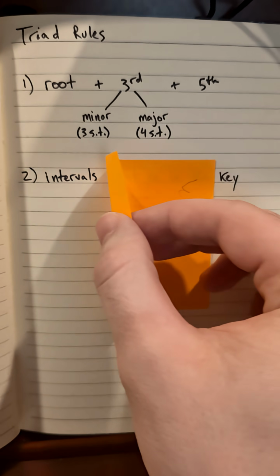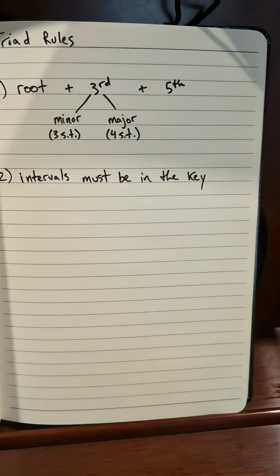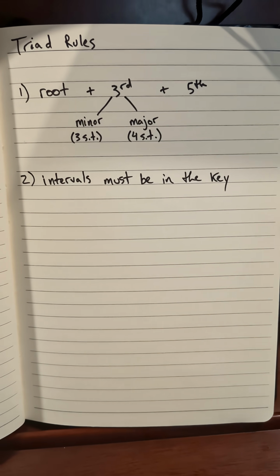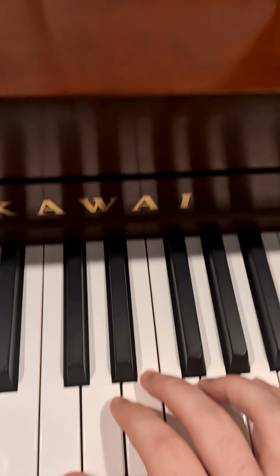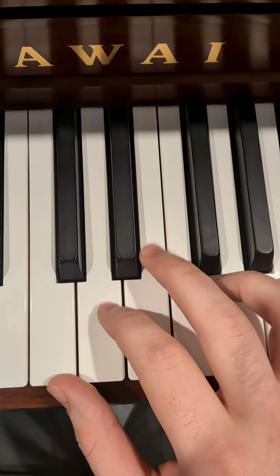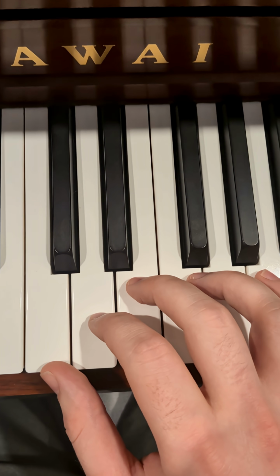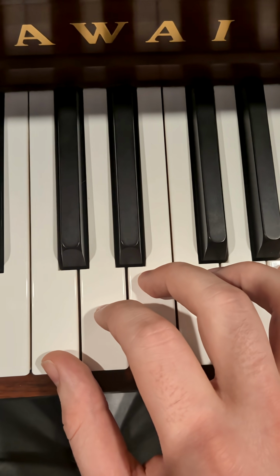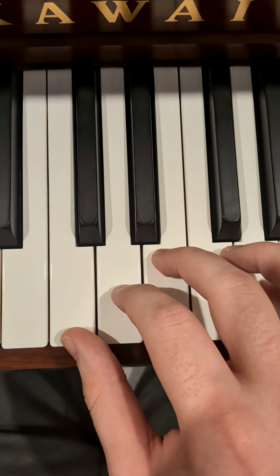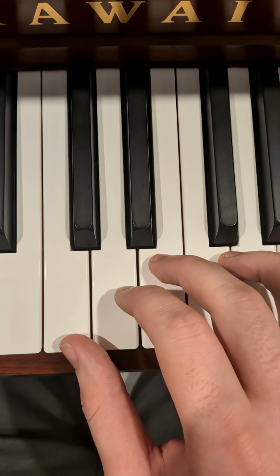The answer is in rule number 2, and that is the notes of the interval must be in the key that you're playing in. So there are no E flats in the key of C, so you know that in chord 1 of C, there will be an E natural as the third.